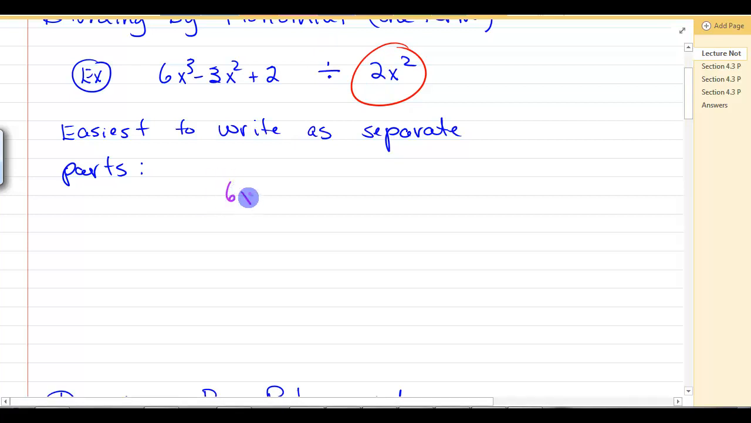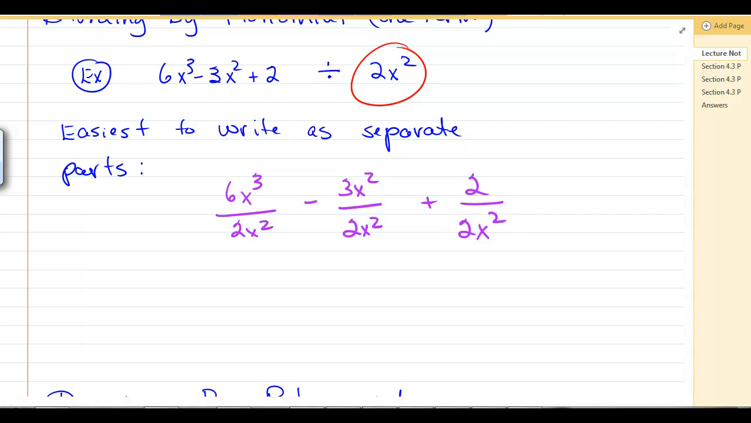So we would say that's the same as 6x cubed over 2x squared minus 3x squared over 2x squared plus 2 over 2x squared. So you have these three pieces, and now we're just going to simplify. So when we simplify, 2 into 6 leaves 3. x squared into x cubed is going to leave x. Okay. Over here, the x squareds cancel out. And here, the 2's cancel out, and we are left with a 1 since there's nothing else up there.